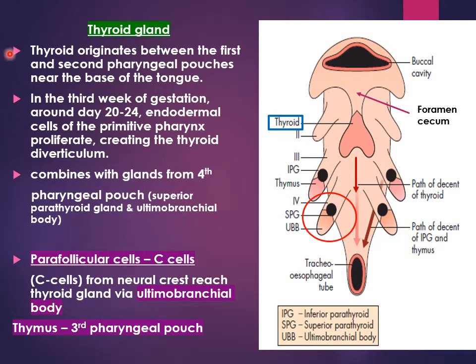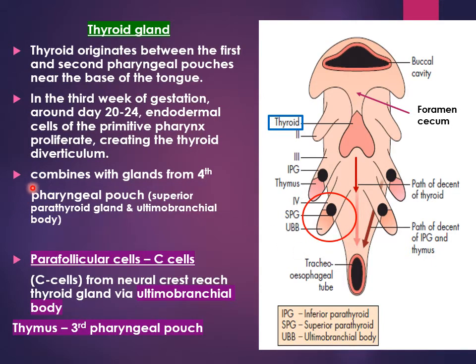Okay, the thyroid gland originates between the first and the second pharyngeal pouches, somewhere at the base of the tongue. In the third week of gestation, around day 20 to 24, endodermal cells of the primitive pharynx proliferate, creating the thyroid diverticulum, which continues to descend inferiorly to the region of the trachea.